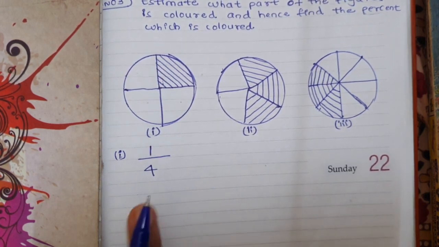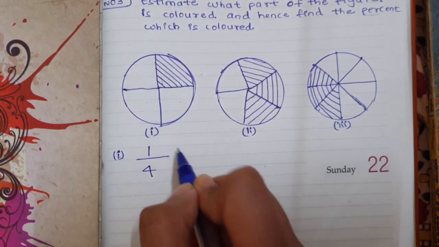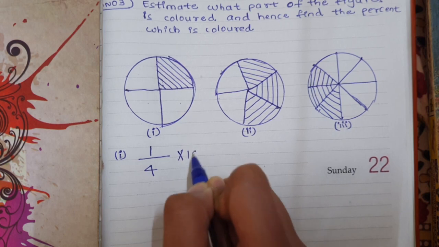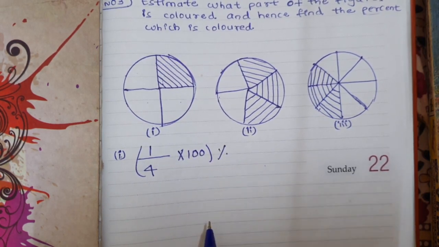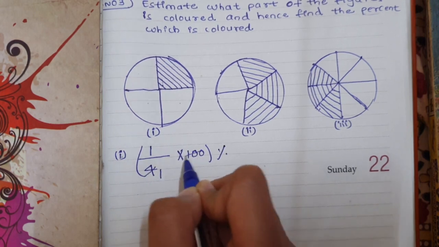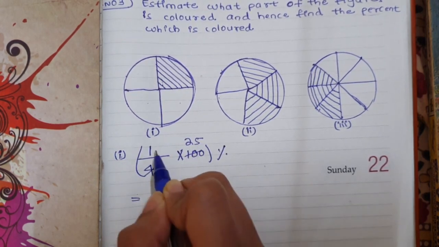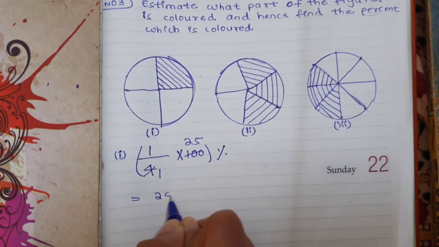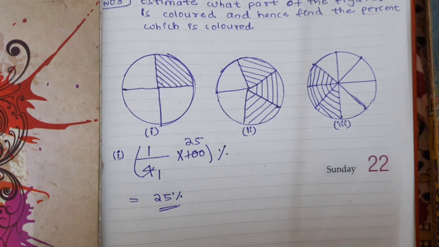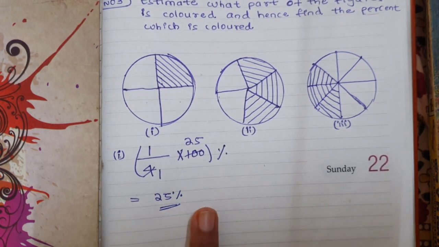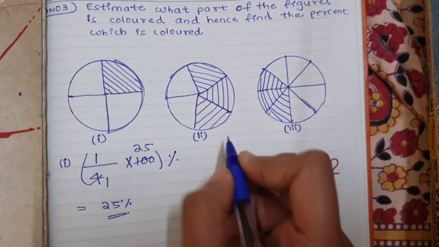Now we have found the fraction, but now we have to convert this into the percentage. How to convert this into the percentage? Just multiply this with 100 and put a percentage symbol. 4 ones are 4, 4 25s are 100. So the answer is 25 into 1. 25 into 1 is 25 percentage. This is the colored part percentage. Now let us move to the second one.